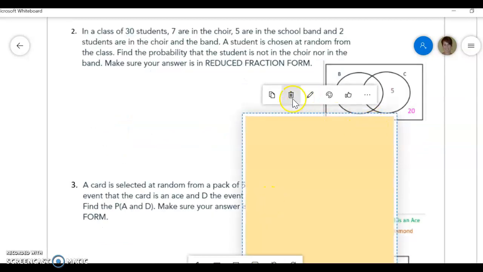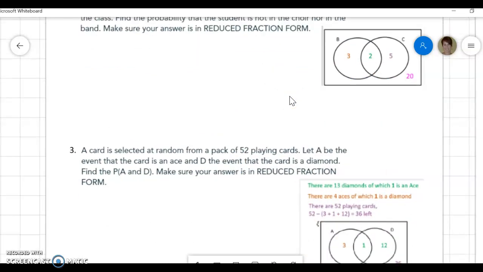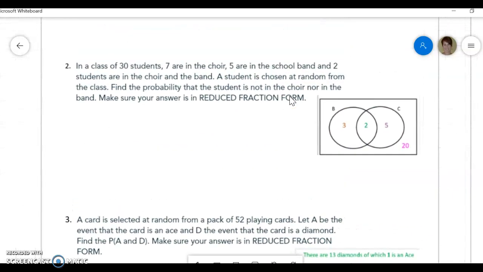So we're now going to go on to the second question, which has the same information, but now we're looking for the probability that the student is not in the choir nor in the band. So on Nearpod, I got some funky answers. So let's make sure you know what's going on. So once again, our denominator is going to be out of 30 because that's how many students we have total that were surveyed or in the class.